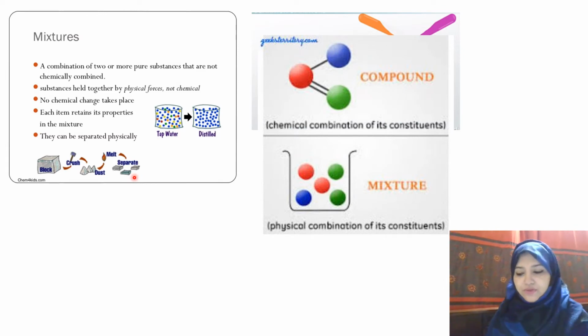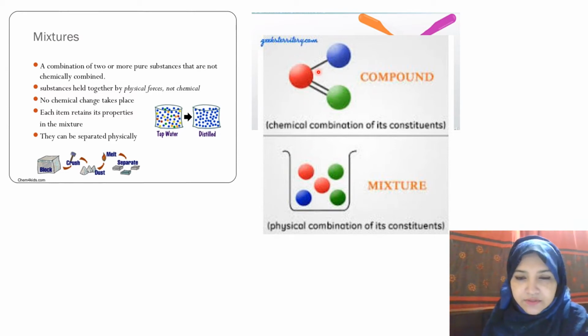And look at this picture. This picture will show you the difference between mixture and compound. This is a compound. Here three different atoms, three different elements, are bonded. This line represents the bond. They are chemically bonded to form a new compound.